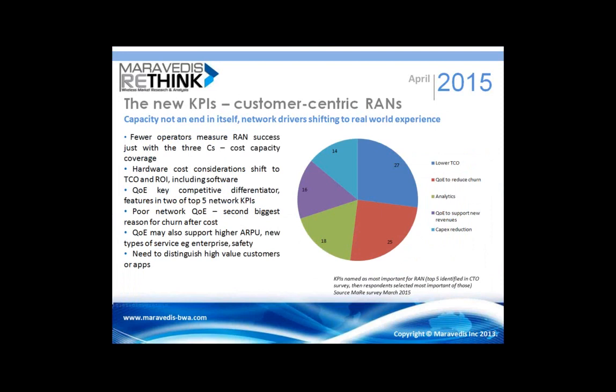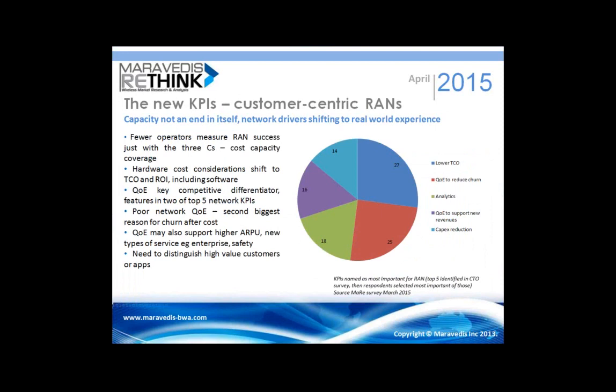Overall quality of experience, that's becoming the key competitive differentiator. You can see in the graph, this was a survey of MNOs carried out in March. They were asked to give their top 5 most important KPIs for their business model, and then among those 5, they were asked to rate the one that was the most important. And you can see that quality of experience, it comes into the top 2, and this is very different from what we would have seen a few years ago.